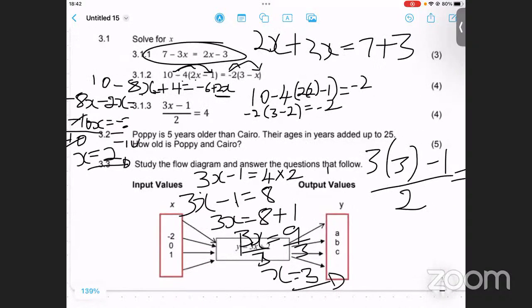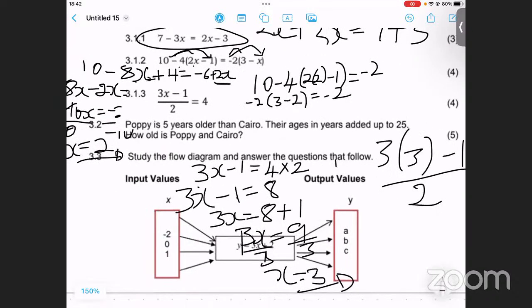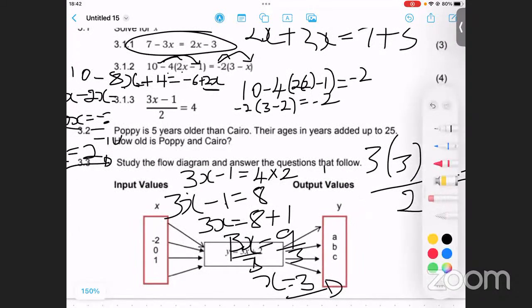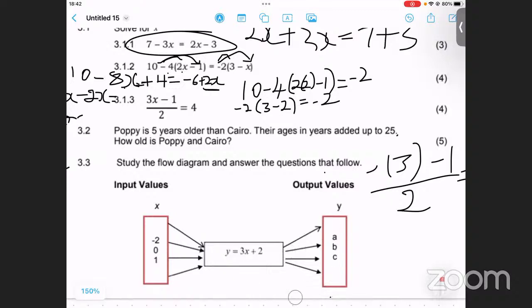And let's look at 3.2. I think we did 3.2 sometime, and I just want to see if you guys do remember. We have Bobby and Cairo. Bobby is 5 years older than Cairo. Their ages in years added up to 25. So that means Bobby's years plus Cairo's years is equal to 25. How are we going to do this one? Do you remember how we did this?